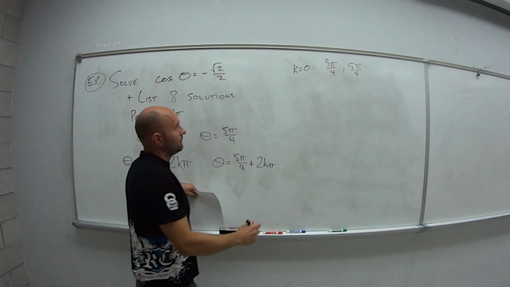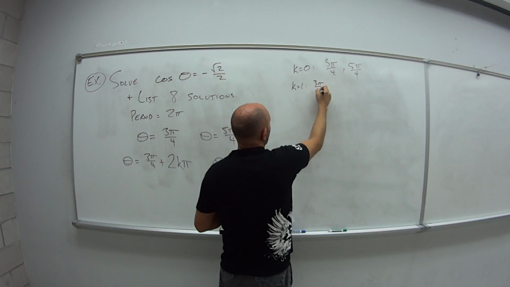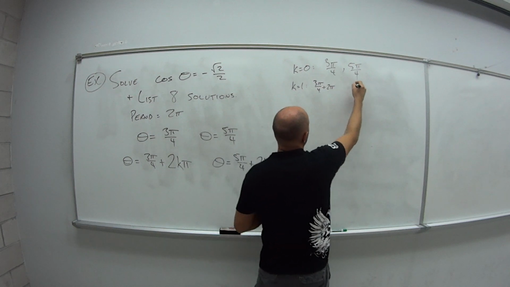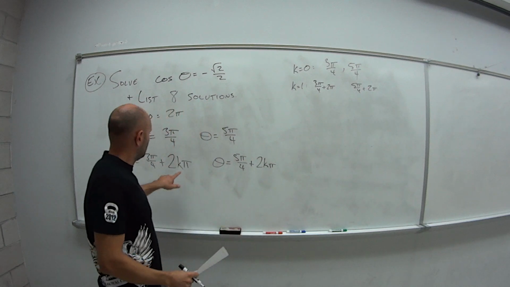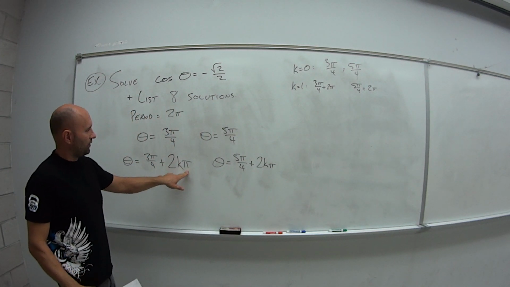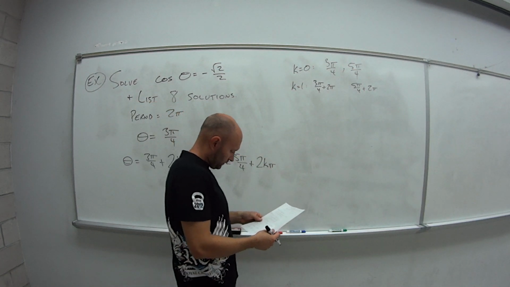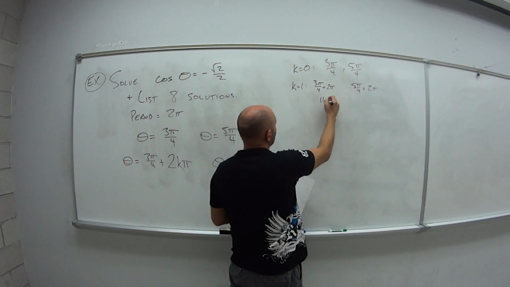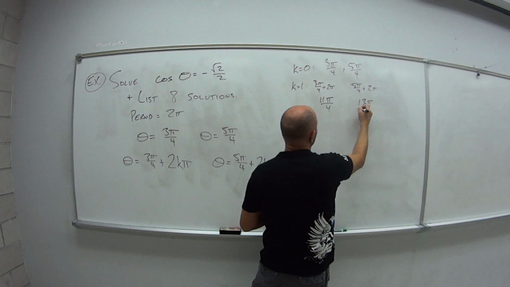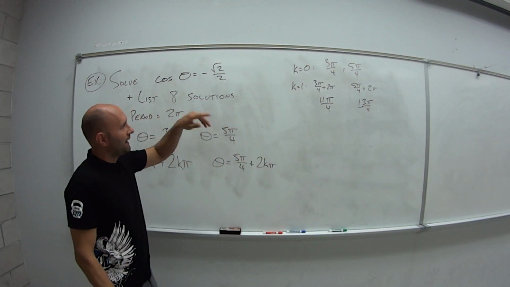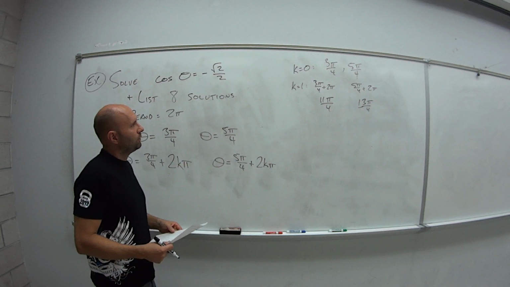When k is 1, so we get 3 pi over 4 plus 2 pi and 5 pi over 4 plus 2 pi. So k becomes 1, so this is 2 times 1 times pi, which just gives us 2 pi. So these values end up 11 pi over 4 and 13 pi over 4. Convert the 2 pi to 8 over 4 pi, and then add it to those values.